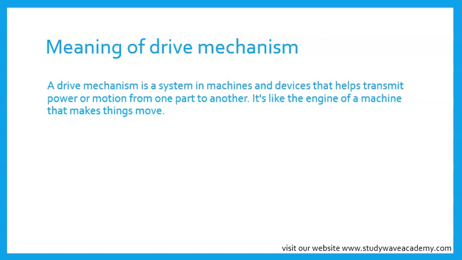Good. A drive mechanism is like the engine of a machine. It's what makes things go. Okay? You can think of it as the push that makes all the parts move and work together. Like the engine in a car that makes it go forward. It's what gives power to machines and devices so they can do what they are supposed to do. Okay? We are going to be looking at some components related to drive mechanisms and how they work.